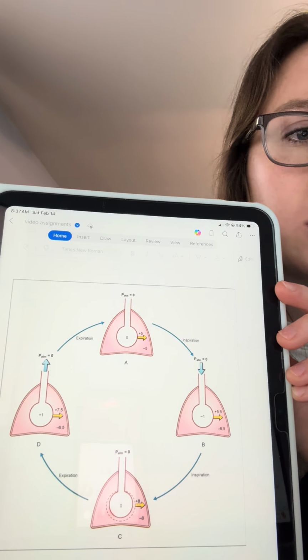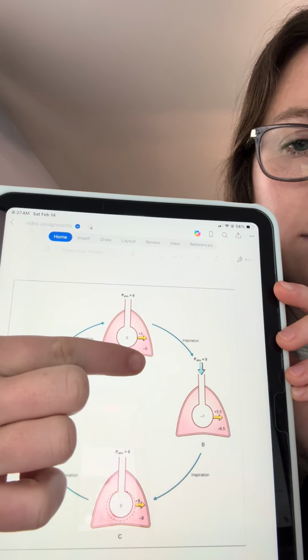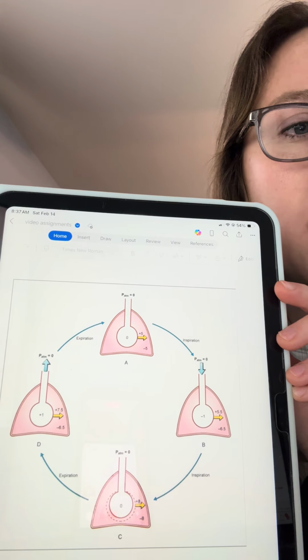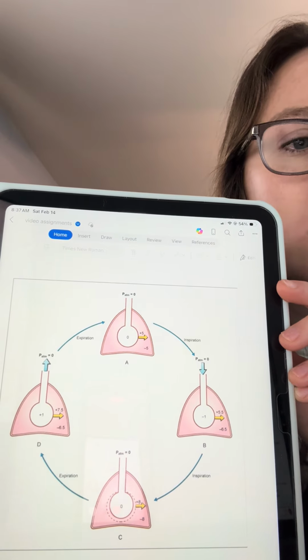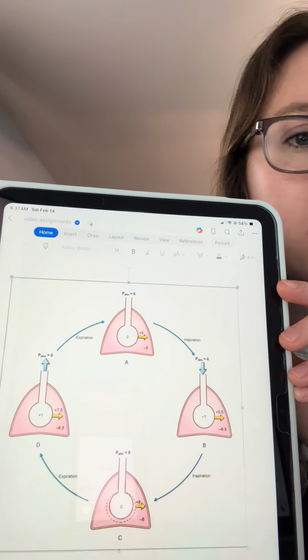Transpulmonary pressure is the intrapulmonary pressure minus the intrapleural pressure. So 0 minus -5, and that will give us our +5. The intrapleural pressure is negative because the lung wants to collapse because of elastic recoil, but the chest wall wants to spring outward. This positive pressure keeps our lungs expanded.